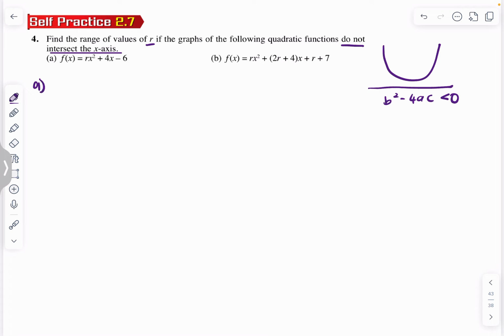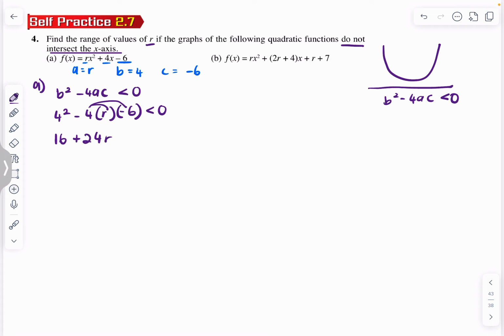So here we have our quadratic function. They already separated nicely. A is r, b is 4, and c is negative 6. So we just have to put it into the equation. So b square minus 4ac less than 0. 4 square minus 4ac less than 0. So 4 square is 16. Negative 4r times negative 6 is plus 24r less than 0.